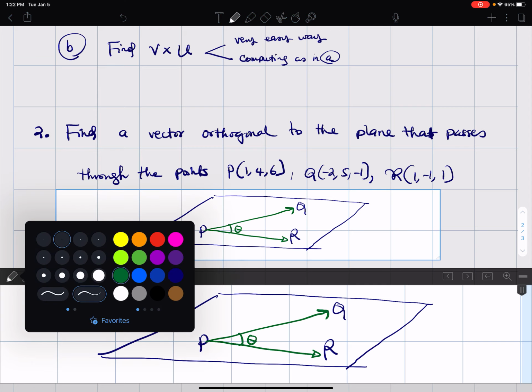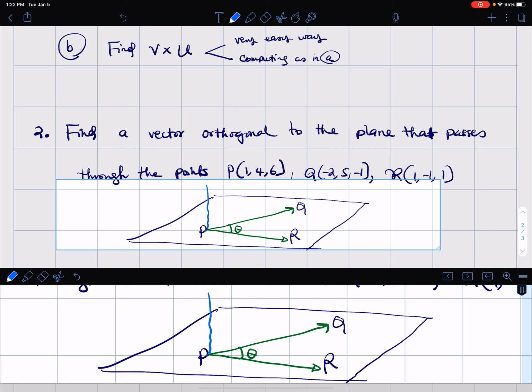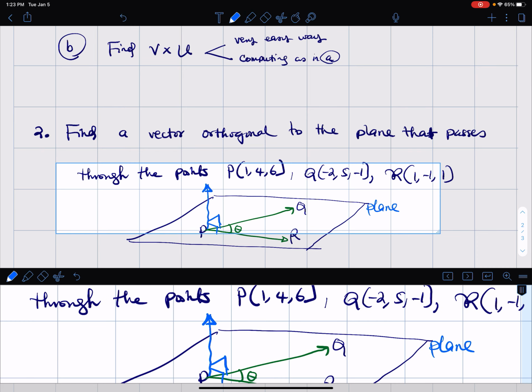So we think of the vector now that is perpendicular to these two vectors, right? The vector perpendicular to these two vectors is going to be perpendicular to the plane also. It's going to be orthogonal to the plane. Orthogonal means perpendicular in 3D, okay? So it's going to be orthogonal to the plane. So all we're looking for is this vector. Let's call it V, okay?